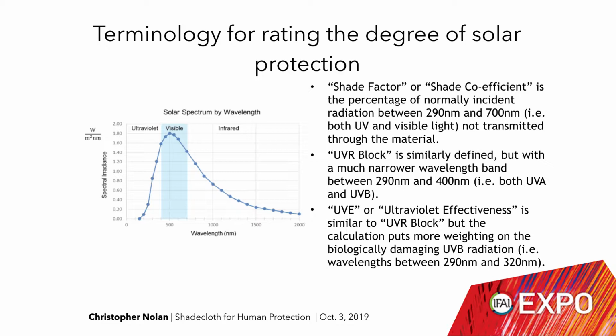And the new term introduced just recently in the Australian Standard is called the ultraviolet effectiveness, or UVE. This is virtually the same as the UVR block, except that the calculation is slightly different in that it puts more emphasis on the very damaging UVB radiation at the lower wavelengths. But we will see there is a very strong correlation between the UVR block and the ultraviolet effectiveness.